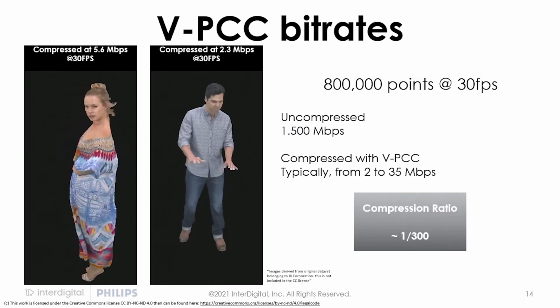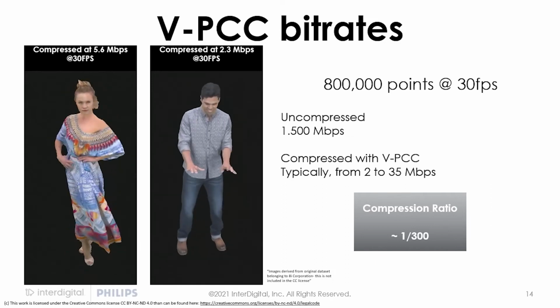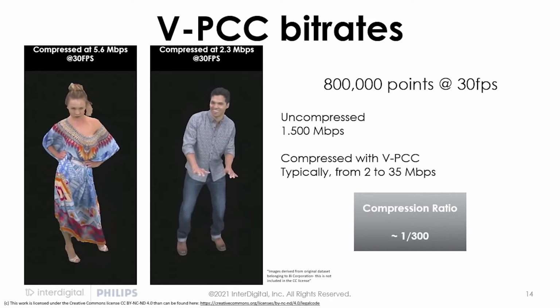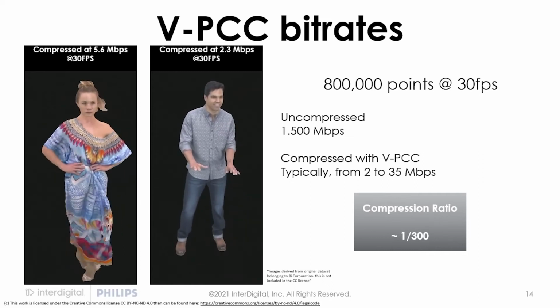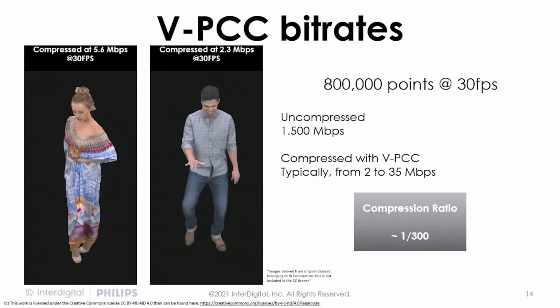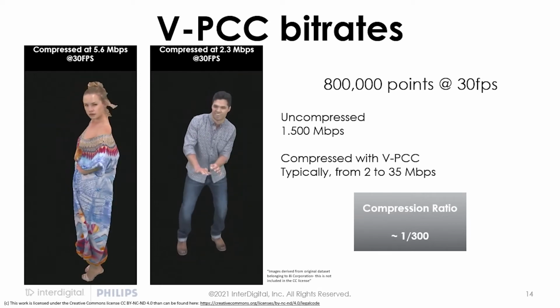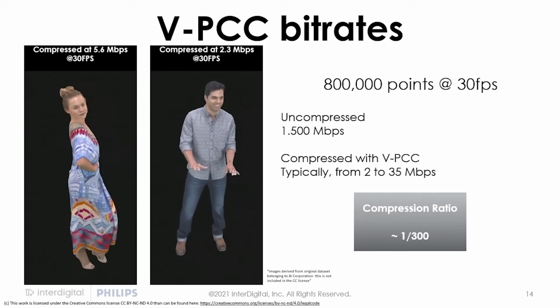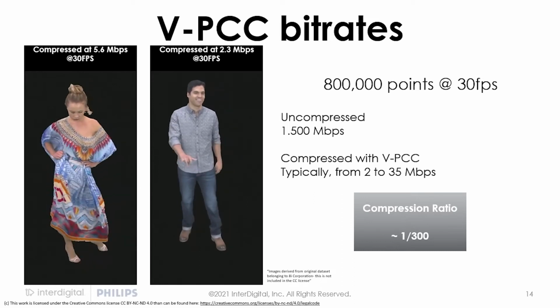To give you some numbers on where we are today, we said we need 1,500 megabits per second to transmit such point clouds in the uncompressed domain. Today, with VPCC, we compress the sequences to an average of 7 megabits per second. So, we reach a compression ratio of around 1 in 300, which is acceptable over the network while keeping a good quality for user perception.